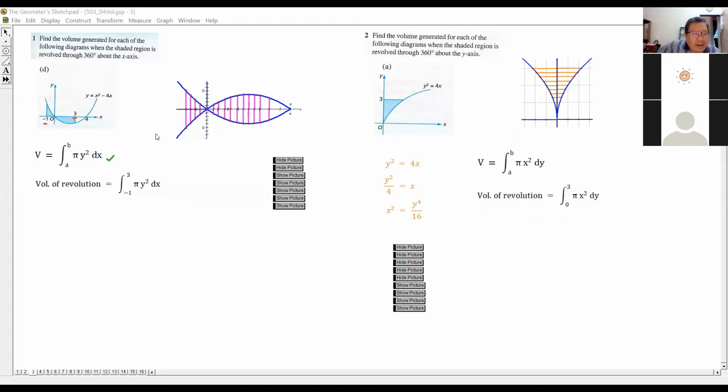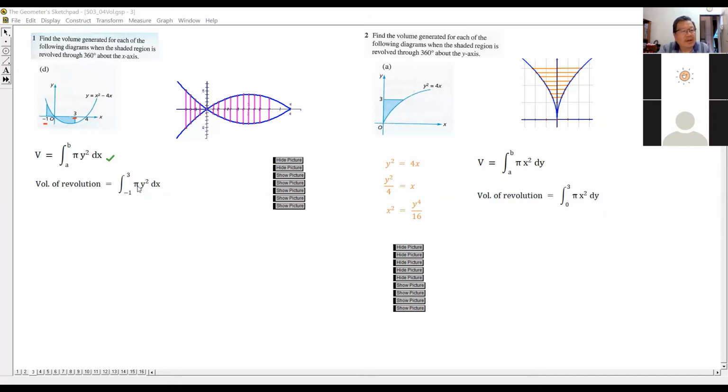Unlike area bounded by the curve, for volume you need not separate them into two parts and integrate. For volume, you can straight away integrate. As long as it is continuous, you integrate from -1 to 3. You don't have to stop at 0 and start again, because volume is always positive. You cannot get negative volume because of the square there. Now I want to find the volume when it is rotated about the x-axis.